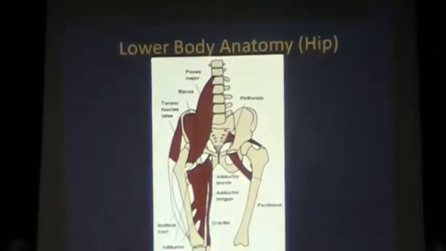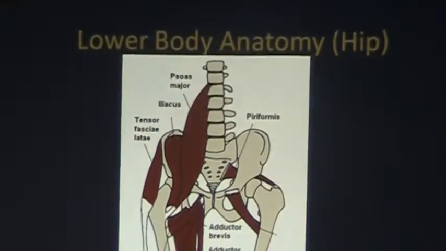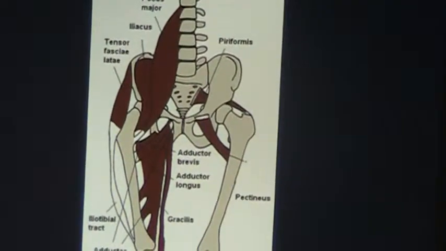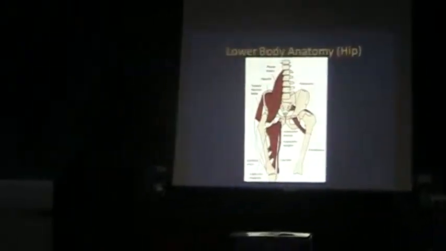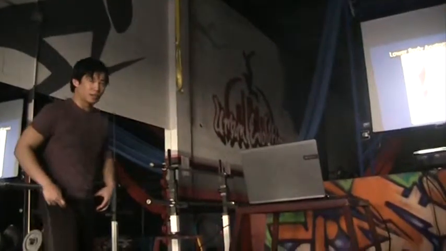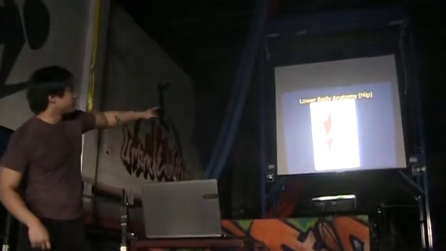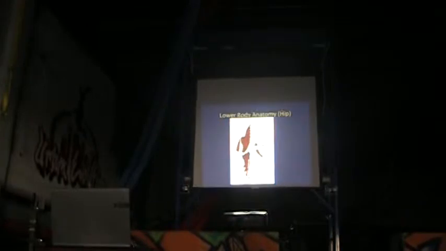Lower body, the hip, extremely complicated. I think even more complicated than the rotator cuff. The important thing here is hip flexors are almost always tight in every human being. Hip flexors would be the iliopsoas. Here it's called the psoas major and the iliacus, I guess. But those are your hip flexors. They are responsible for bringing your legs up.